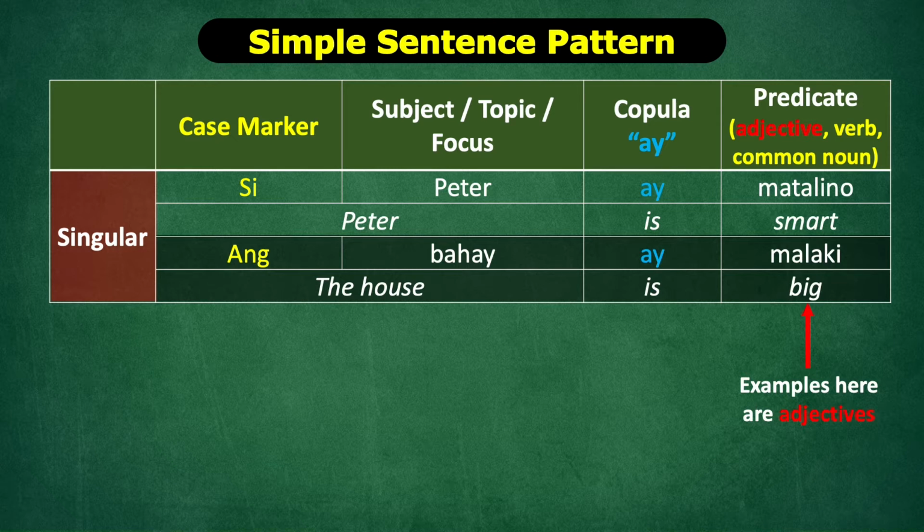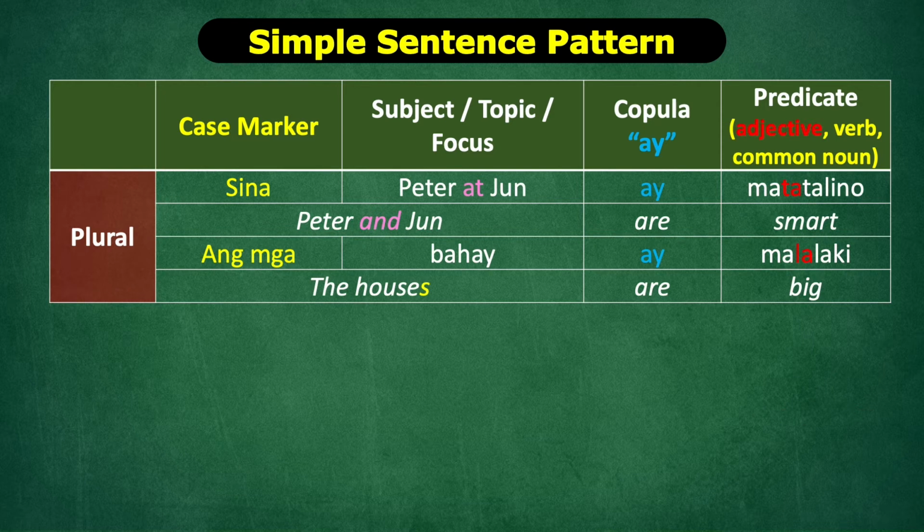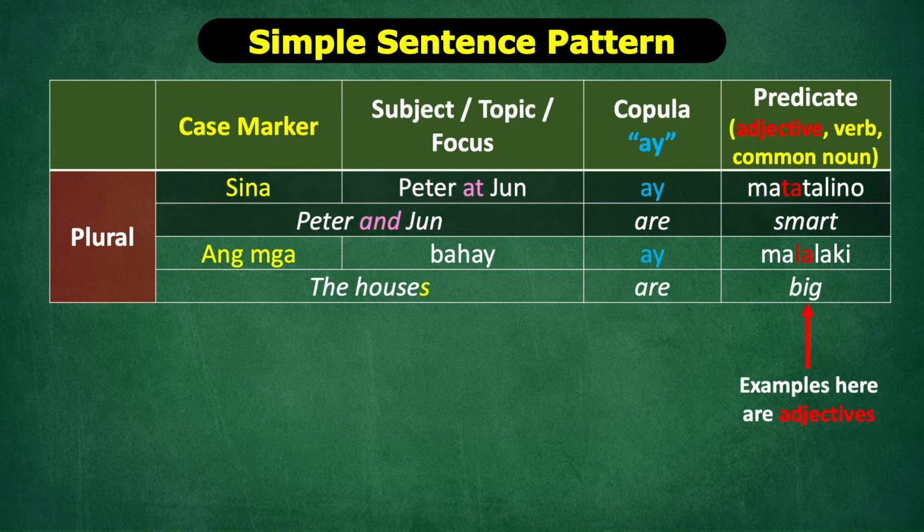The next set of patterns would be in the plural form. The plural counterpart is "sina" plus proper noun, "at", then proper noun again, then add "ay", then the predicate, which could be an adjective, a common noun, or a verb. If it is an adjective, you reduplicate the second syllable. The second pattern is "ang mga" plus common noun, plus "ay", plus the predicate. For example, "Sina Peter at June ay matatalino." Peter and June are smart.